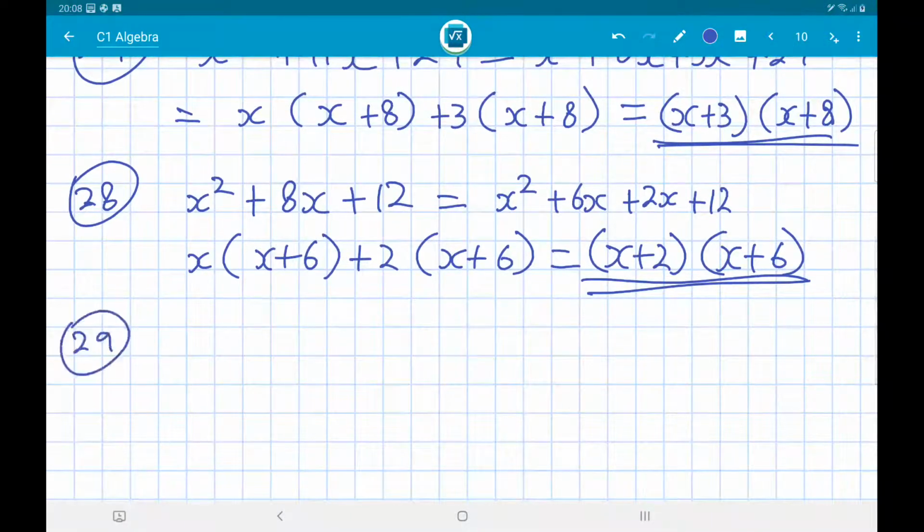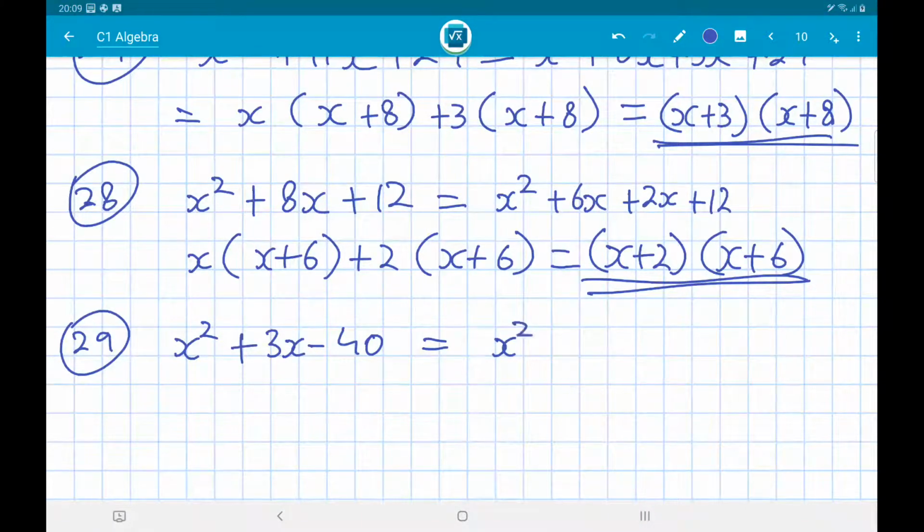Okay, 29, x squared plus 3x minus 40. Okay, cool. So we need to get something that multiplies into 40, but also adds to give you 3. So we know that the positive number is bigger. So I'm probably going with 8 and minus 5. Yes. 8 minus 5 gives you 3, and 8 multiplied by minus 5 gives you minus 40.